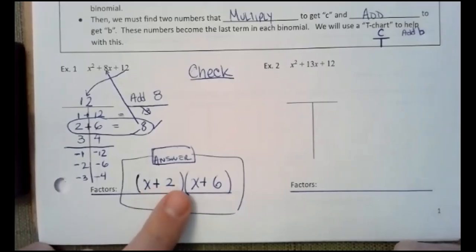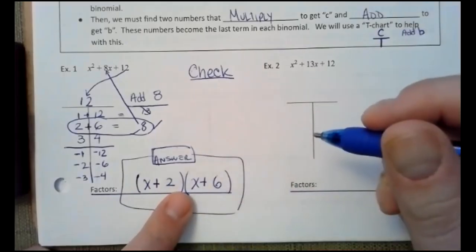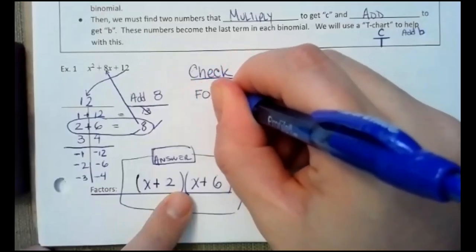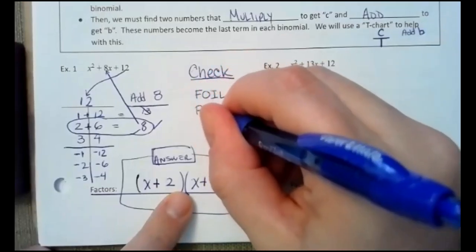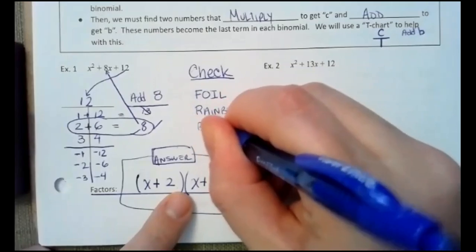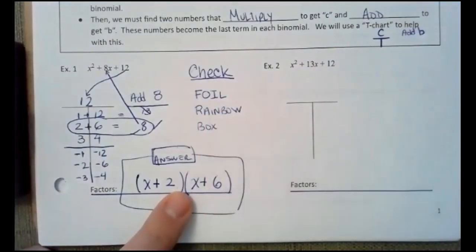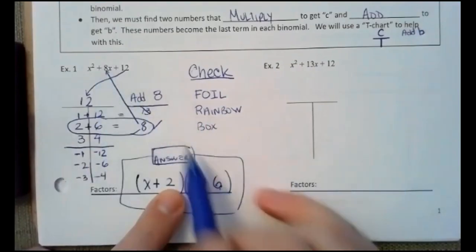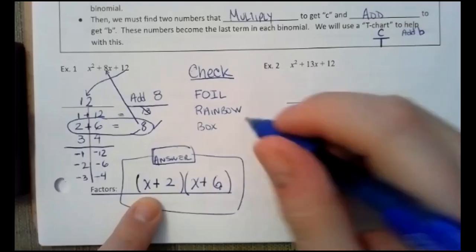Well, when we had two binomials before, what we did was we FOILed them, or we did rainbow, or we did box, and we can multiply them together. Yes, we can add these numbers to make 8 and multiply these numbers to make 12, and that should work.